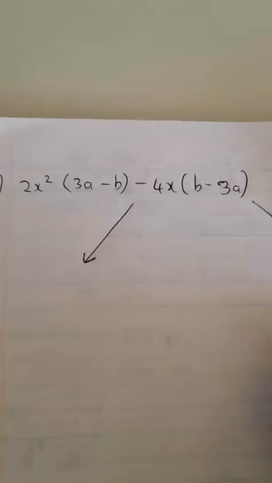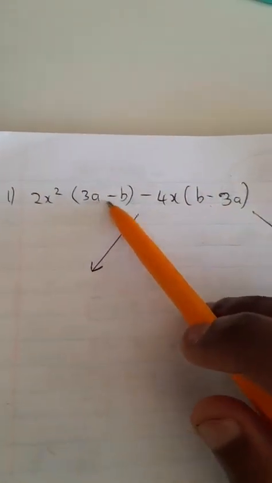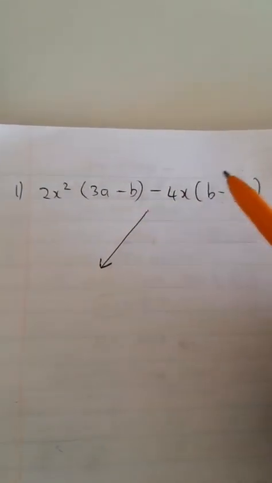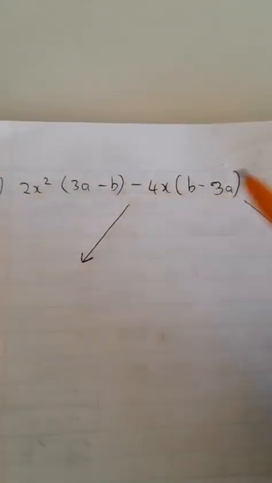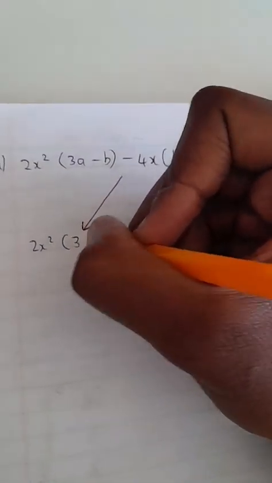So someone who's like, okay, if I look at this problem, I'm like, okay, is there a common bracket? No, there isn't. So let's apply the sign change rule then. So we write 2x squared into 3a minus b.